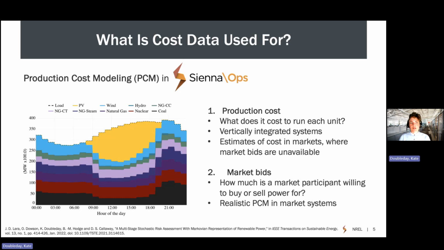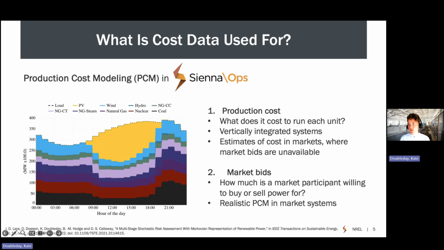The first is in production cost per unit for each unit. And so that's answering the question, what does it cost to run each unit? That can include fixed costs, variable costs, as well as technology-specific costs. This is particularly useful to model vertically integrated systems where the system operator knows all of that information.